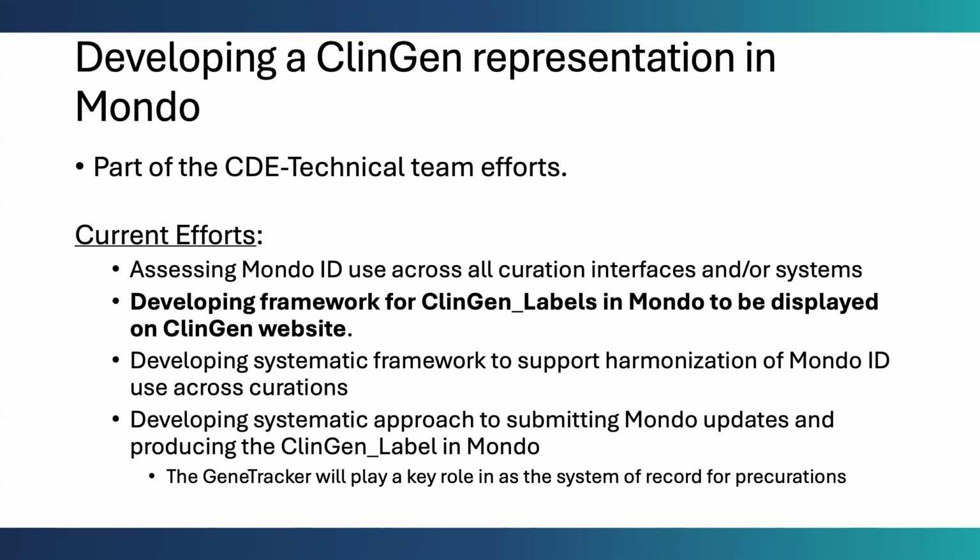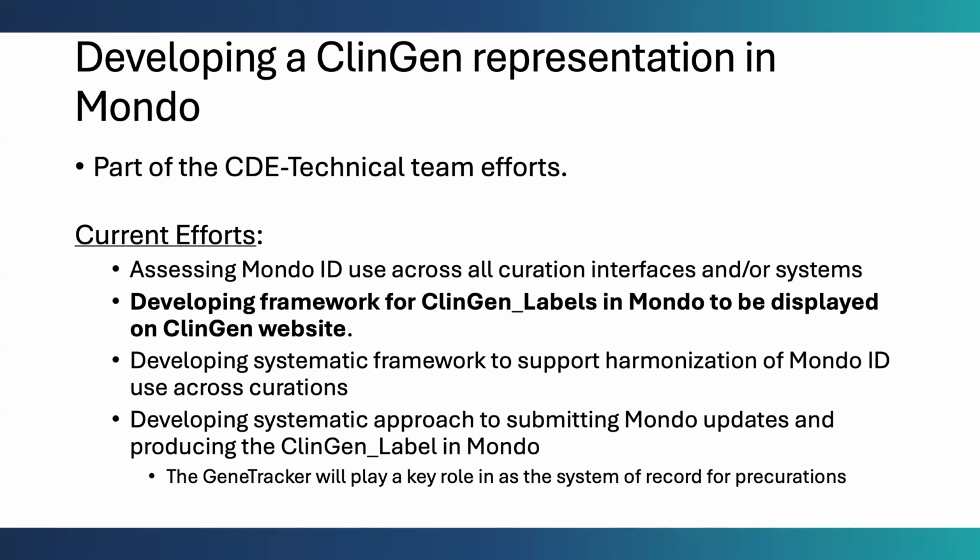We're also developing some systematic framework to support harmonization of our Mondo IDs across curations. What this means is it's going to be set in one place, and that's what's going to be used across all the systems. So there's not a way to change it each time and provide that inconsistency that's going on like we saw in different examples previously. And we also want to develop a systematic approach for submitting Mondo updates. You all are doing all this stuff in the gene curation, or excuse me, the gene tracker for pre-curations.